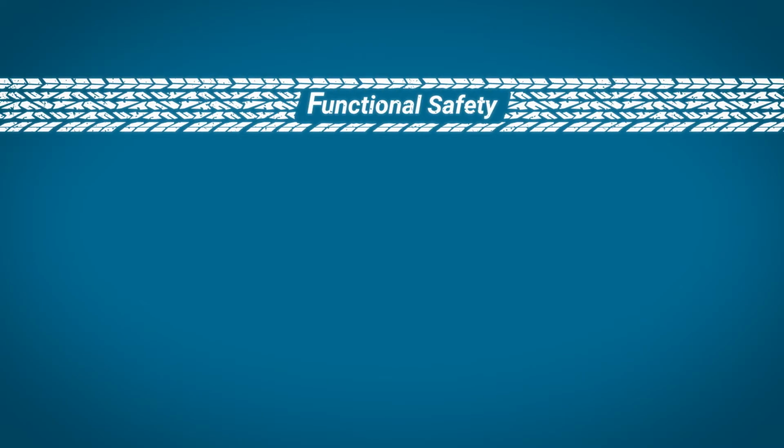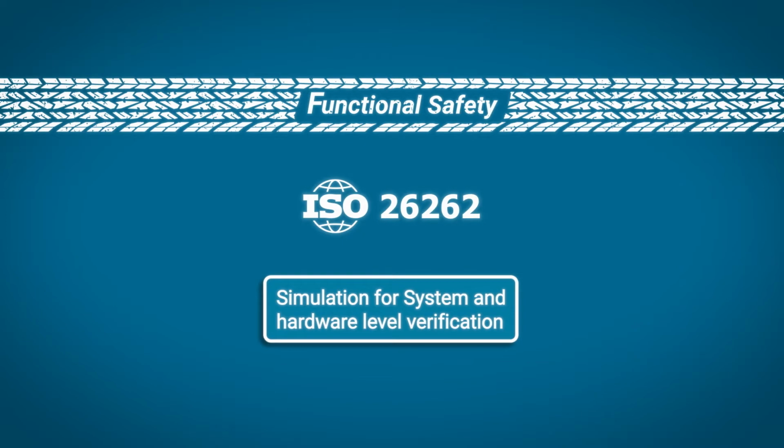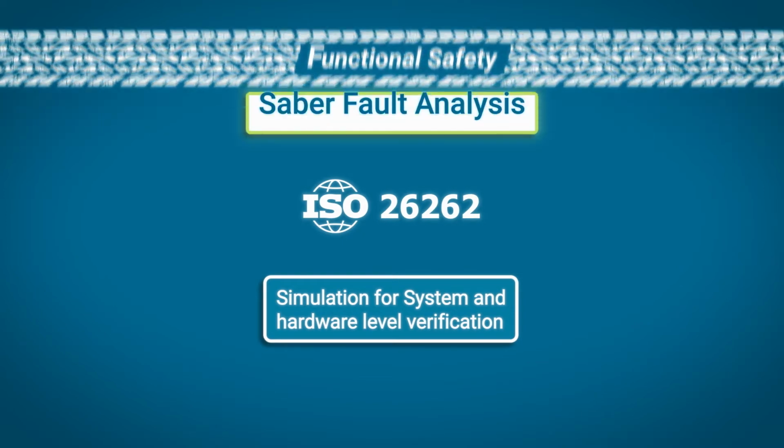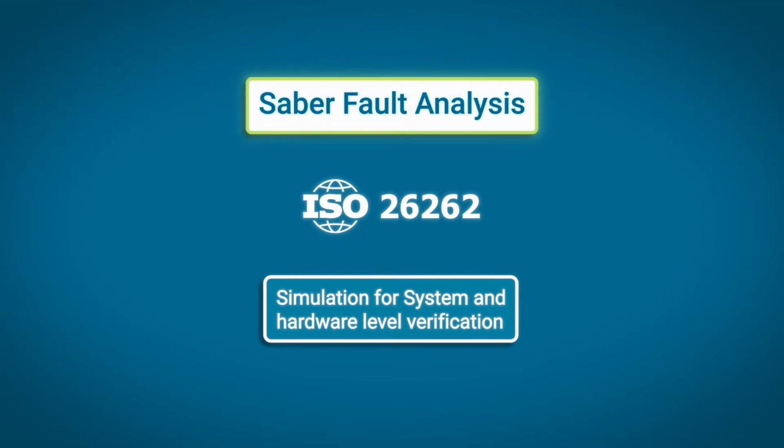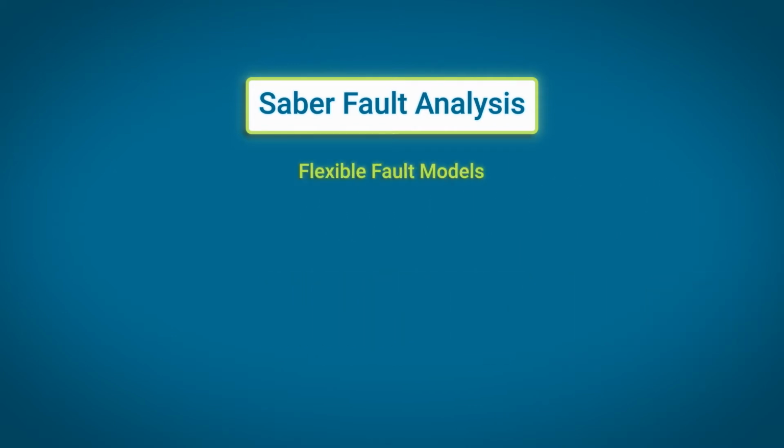Functional safety. If a system fails, it must do so in a safe, predictable manner. ISO 26262 is the most prevalent functional safety standard for electrical and electronic systems within road vehicles. It recommends simulation for system and hardware level verification. Sabre's fault simulation and automation are ISO 26262 certified, with an approach that is faster and more comprehensive than manual fault tracing methods. Sabre's fault simulation systematically tests how a system responds to a wide spectrum of fault conditions.